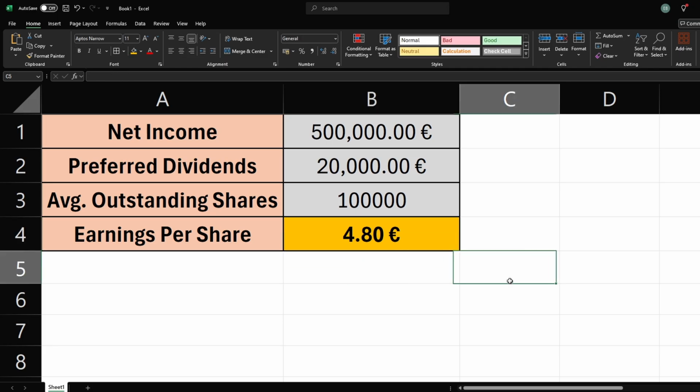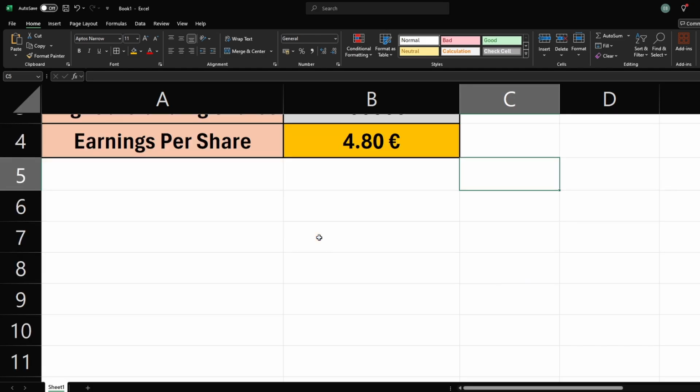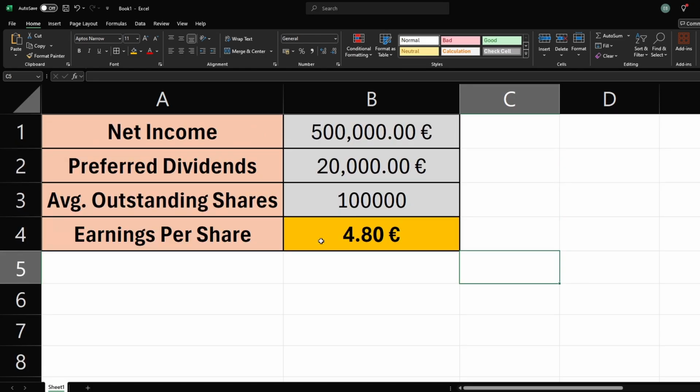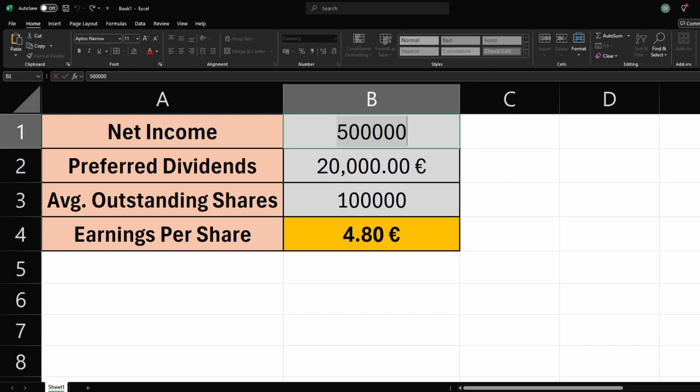A higher earnings per share often indicates that a company is more profitable and potentially a better investment. Earnings per share growth over time can indicate positive company performance and is often a factor in stock price movements.